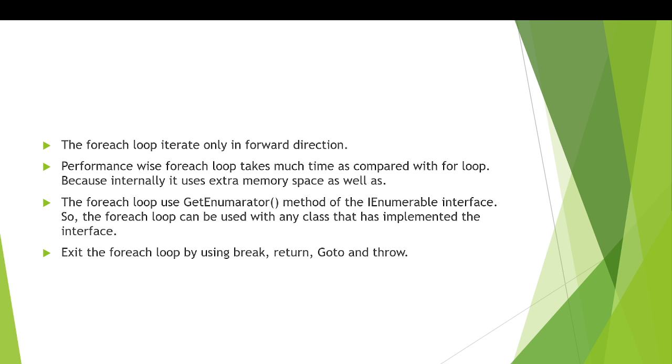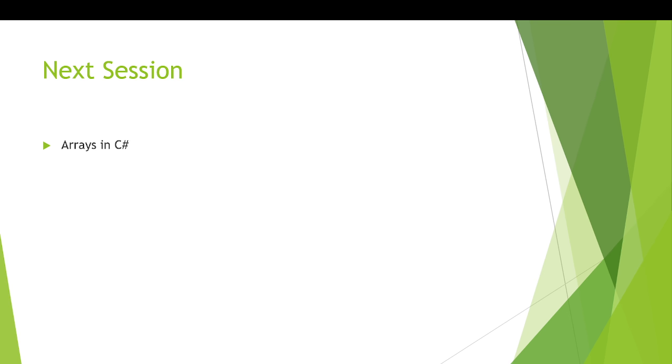To exit the foreach loop or any iterative loop, you can use the break statement, or return, or goto, and throw. That's all about today's session. In the next session, we are going to discuss arrays in C#.